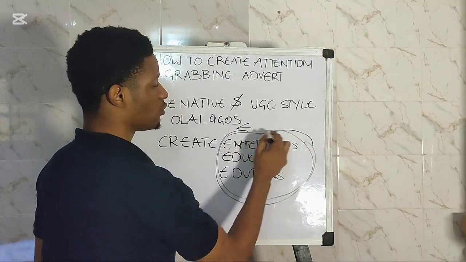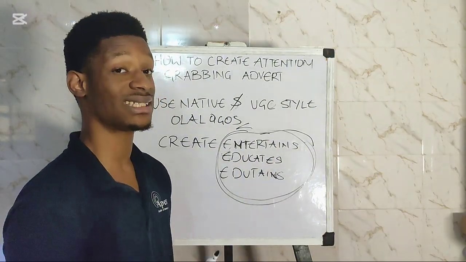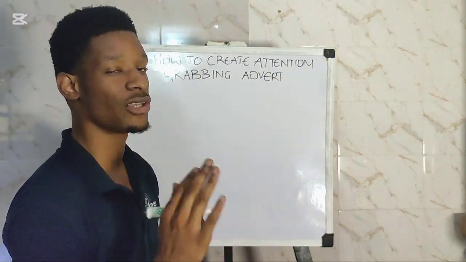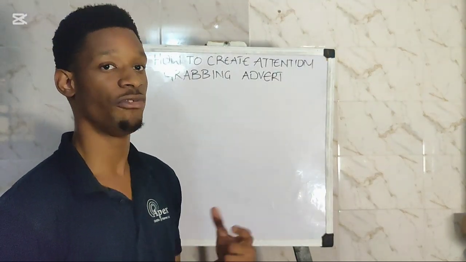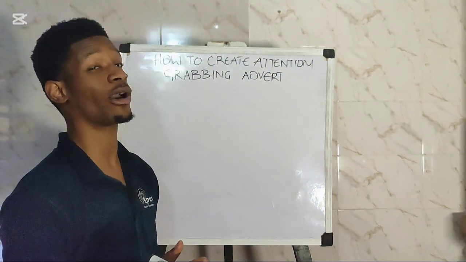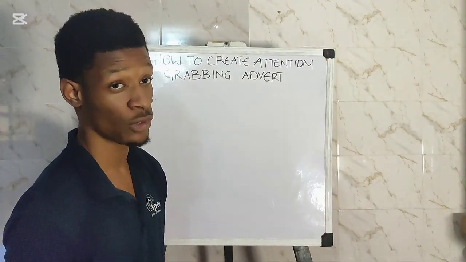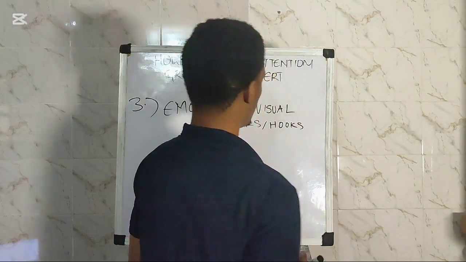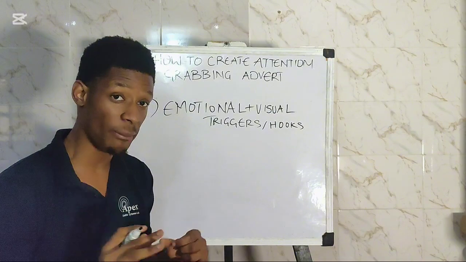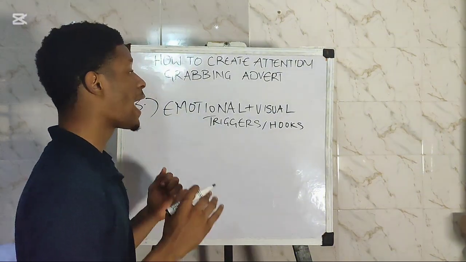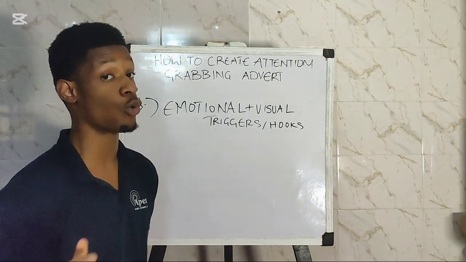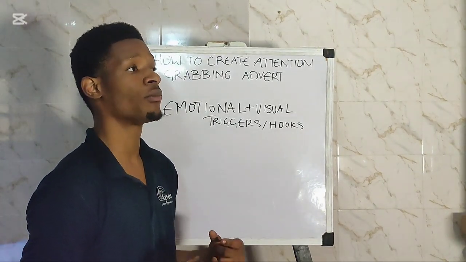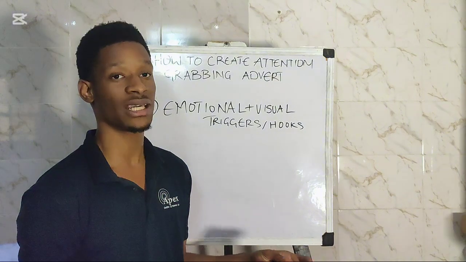These are the types of content you have to create if you want to grab attention in your adverts: content that entertains, educates, or edutains. Now the third thing that you can use to grab attention in your TikTok adverts is what I call emotional triggers, which you can also use as hooks. Let me show you what I mean. The third thing is what I call emotional plus visual triggers or hooks.